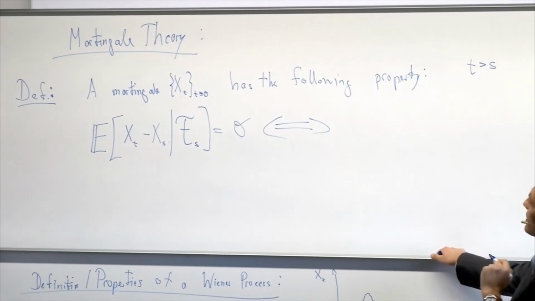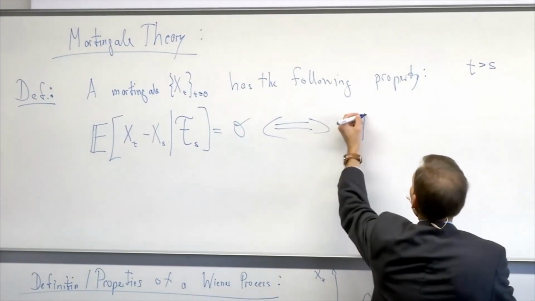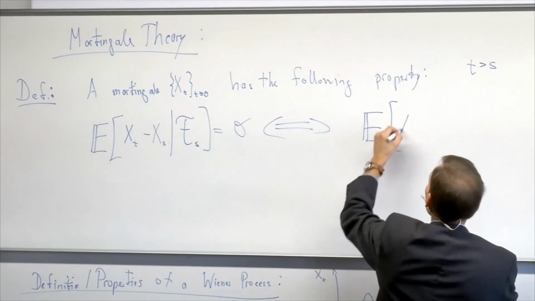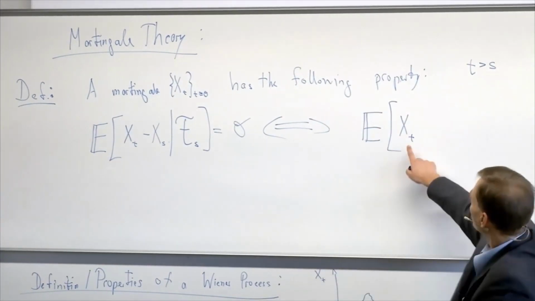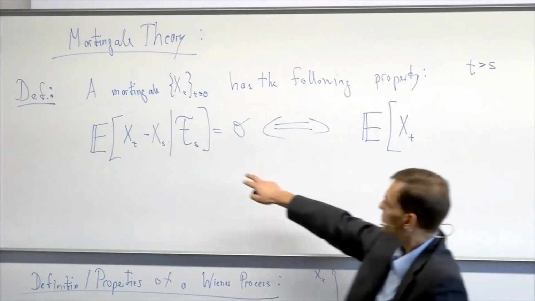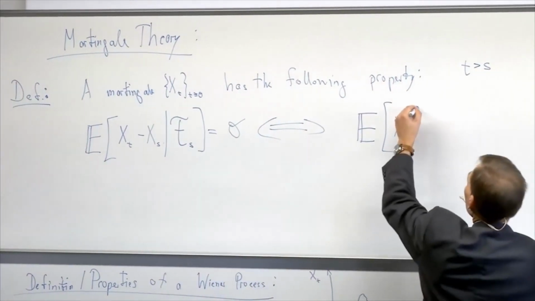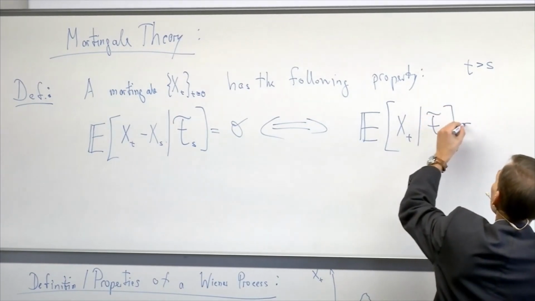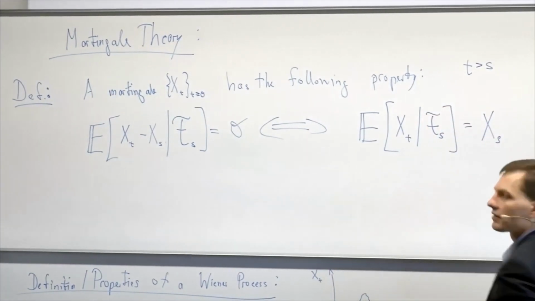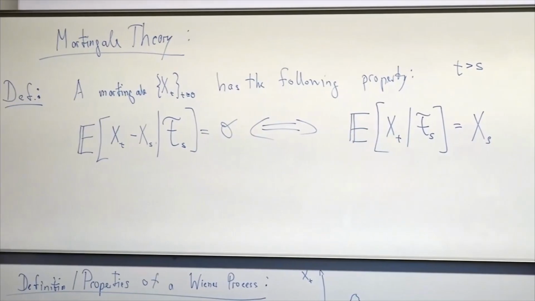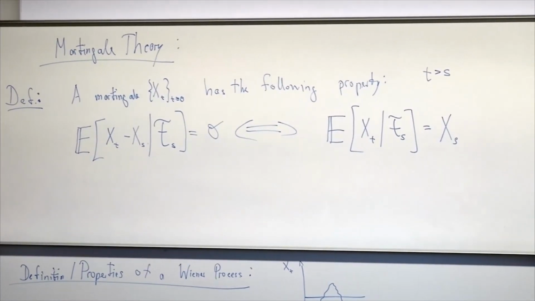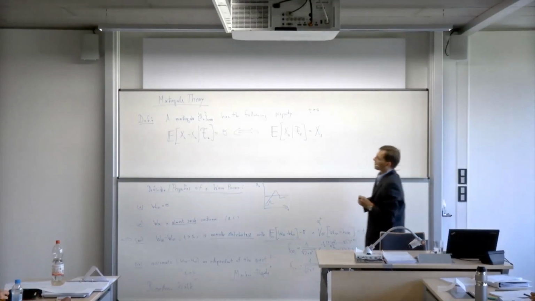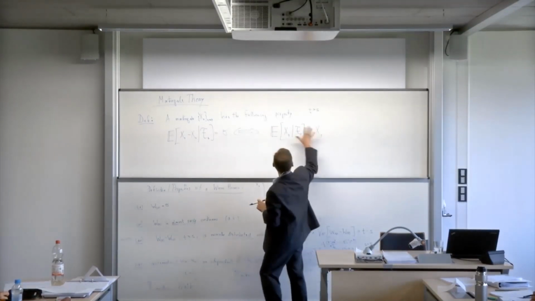and that is equivalent, this is the same as if we build the expectation of X_t based on what I know today, it's equal to the outcome of this variable today. Why is this the same?